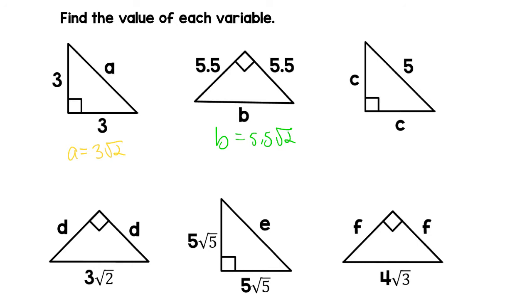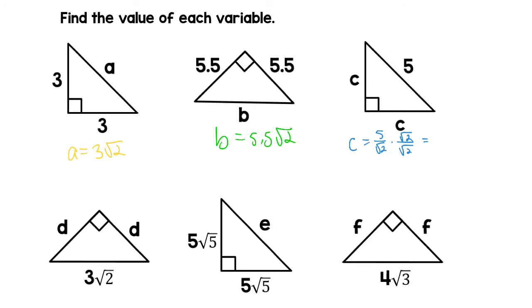We want to know c this time. C is the leg of the 45, 45, 90 triangle, and our hypotenuse is 5. So c is going to be 5 divided by the square root of 2. Well, you might remember we really dislike having a square root in the denominator. So to get rid of that, we're going to multiply the top and the bottom by the square root of 2.